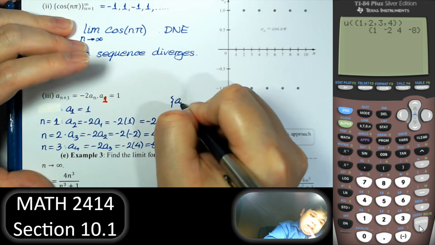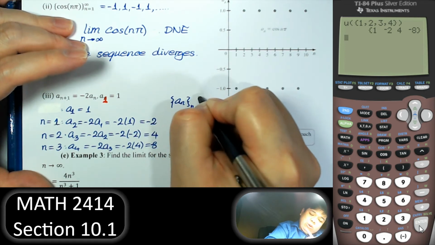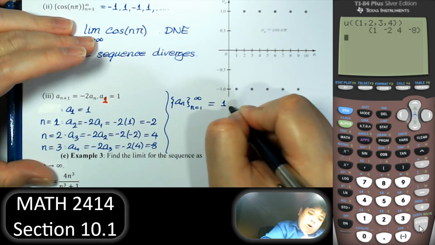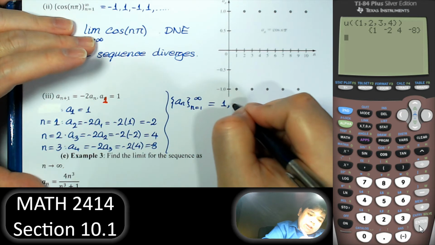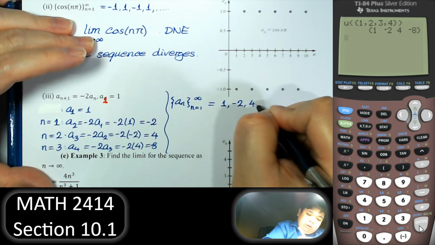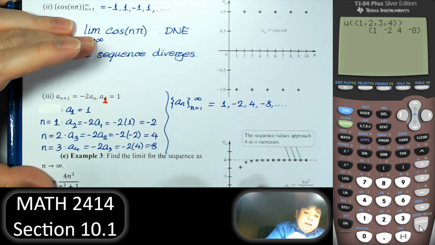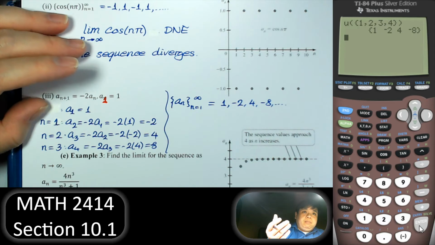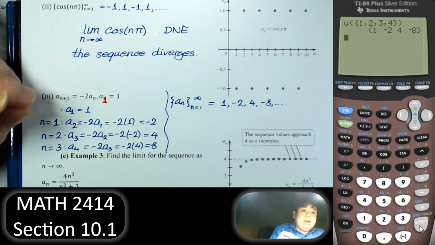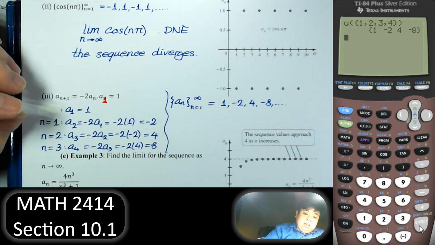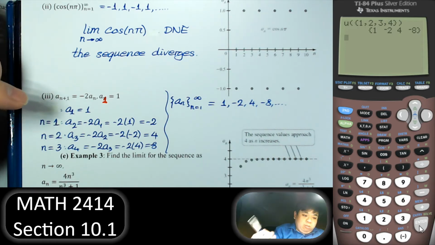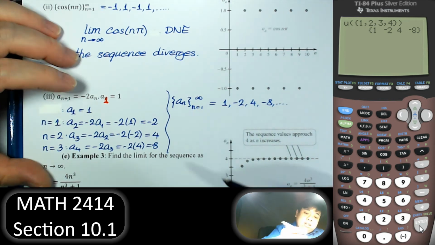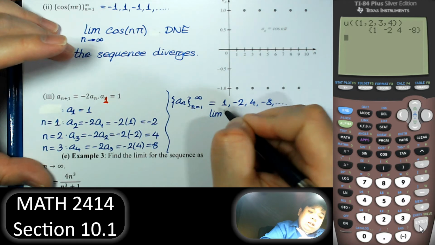So we say a of n, if we want n from 1 to infinity, equal to 1, negative 2, 4, negative 8. And if this pattern continues, the number will get, I'm not saying bigger or smaller, but the magnitude will get bigger. The sign will alternate from positive to negative, but the number will get bigger and bigger. So in that case, the limit does not exist and the sequence diverges.